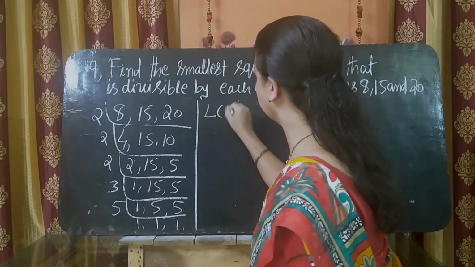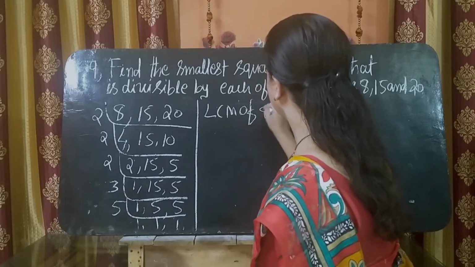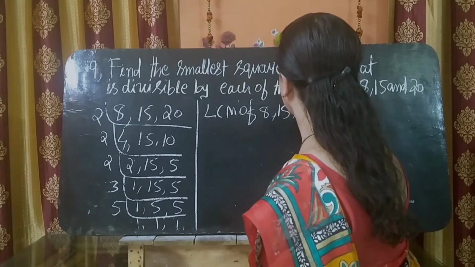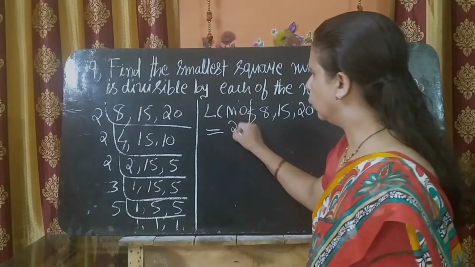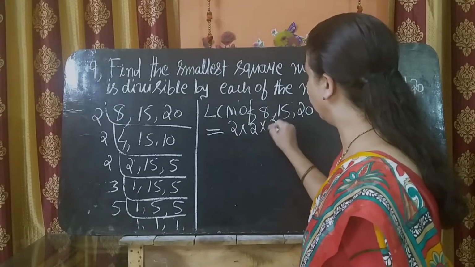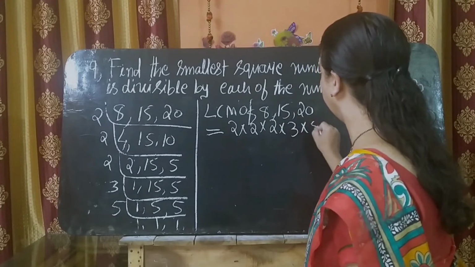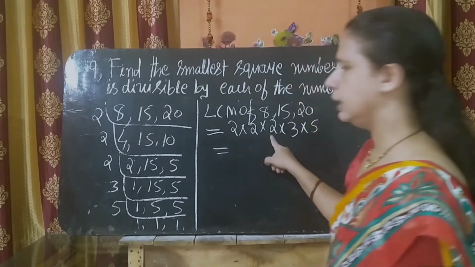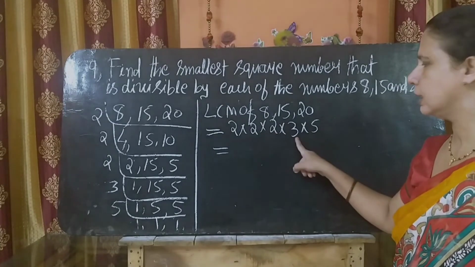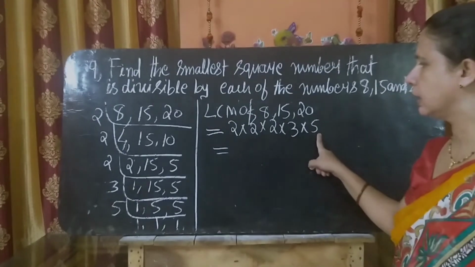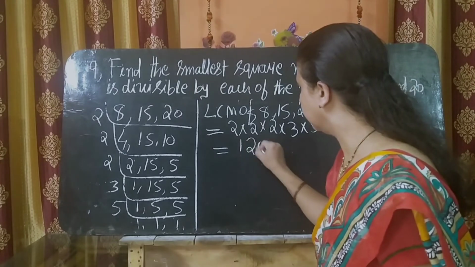LCM of 8, 15, 20 equals, multiply these factors: 2 into 2 into 2 into 3 into 5. Multiply these factors: 2 2s are 4, 4 2s are 8, 8 3s are 24, 24 5s are 120.